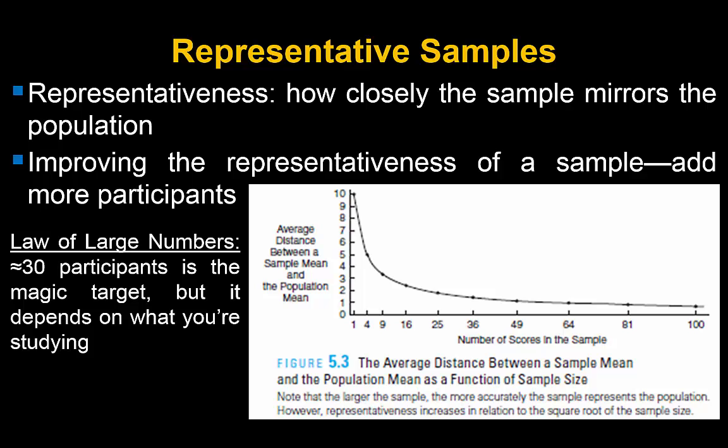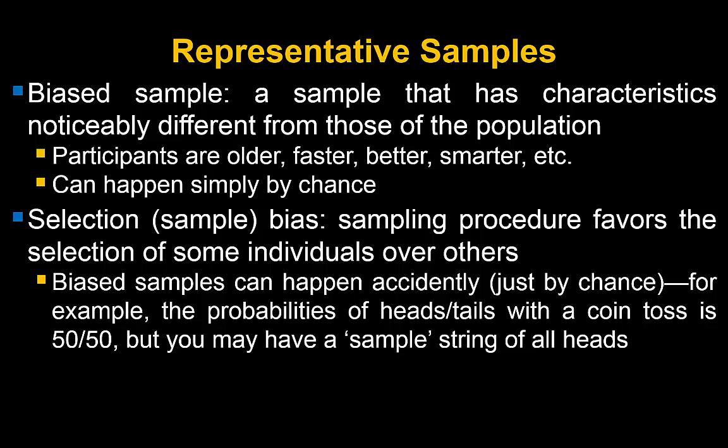And this is based off of an issue that we call the law of large numbers. Basically, as you get closer to 30 participants in your study, that is going to be what really represents the population as close as possible. So that's the basics of the law of large numbers. The book goes into a little bit more detail and describes it more intact, but that is our magic target whenever we're doing research studies in psychology.